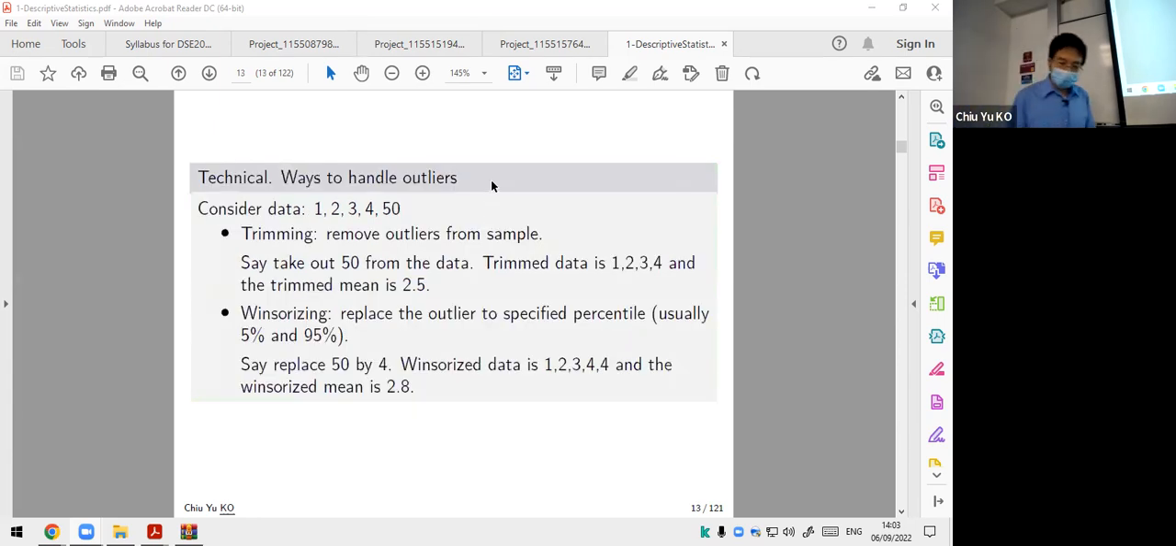Now, the next two, as I said, are technical but very practical. In the real world, suppose you have data 1, 2, 3, 4, 5, 50. Okay, how do we handle it? Because that happens, right? There are two ways in general. One is called trimming. We have Elon Musk, so get him out of our data. That's it. That's called trimming. Say bye-bye, and then that's done, right? And the mean is 2.5, so it's good.